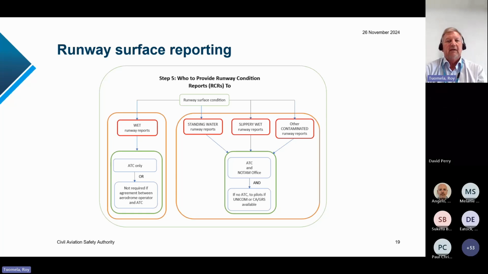Again, if you have Unicom or CAGRAS, because those staff are trained, you can report the contaminated runway surface reports directly via Unicom or CAGRAS. Again, I'll pause there if there are any questions.